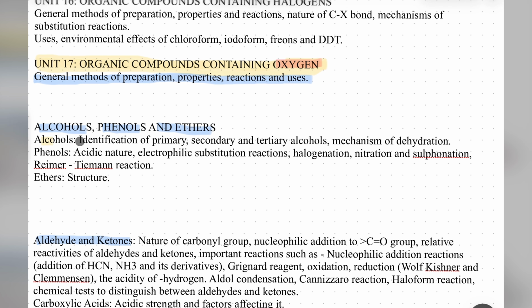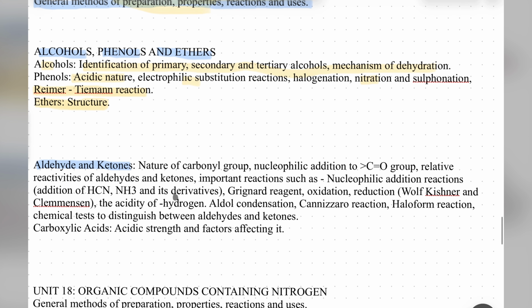Alcohols, identification of primary, secondary, tertiary alcohols. There is common mechanism of dehydration. And phenols also, acidic nature of phenol, electrophilic substitution reactions, halogenation, nitration, sulfonation. Reimer-Tiemann reaction is mentioned. Chemical properties, physical properties, preparation. Here preparation means all named reactions will come. They are not mentioned, but especially Reimer-Tiemann is mentioned, so we have to consider this. Ethers means here common for all: general methods of preparation, properties and reaction, uses. Here structure also important. Okay, that is given.